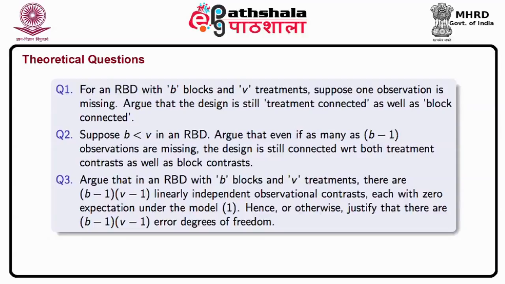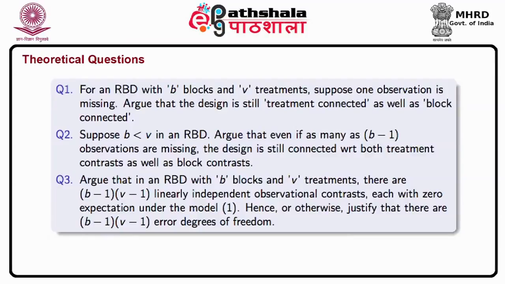And question number 3 says, argue that in an RBD with B blocks and V treatments, there are B minus 1 times V minus 1 linearly independent observational contrasts, each with zero expectation under the stipulated model of an RBD, hence or otherwise justify that there are B minus 1 into V minus 1 error degrees of freedom. If you see the ANOVA table for RBD as was shown by Sagorika, it says error as source of variation, degree of freedom B minus 1 times V minus 1.